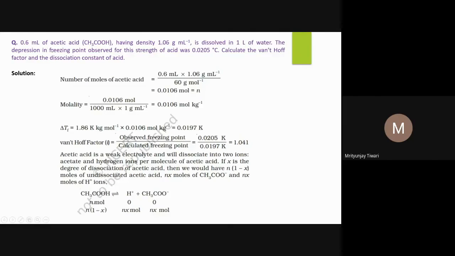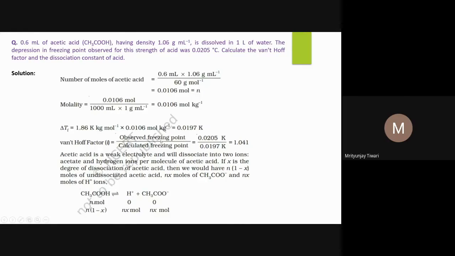So 0.6 ml of acetic acid having density 1.06 gram per ml is dissolved in 1 liter of water. The depression in freezing point observed for this strength of acid was 0.0205 degrees centigrade. Calculate the van't Hoff factor and the dissociation constant of the acid. Now the van't Hoff factor and the dissociation constant, which we know K for this acid, so we can also calculate.